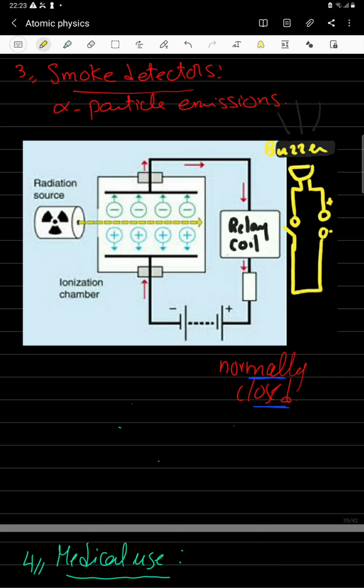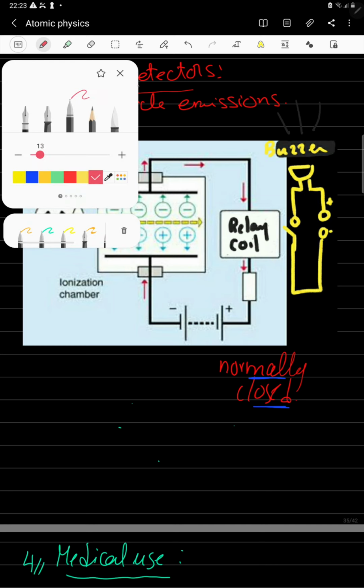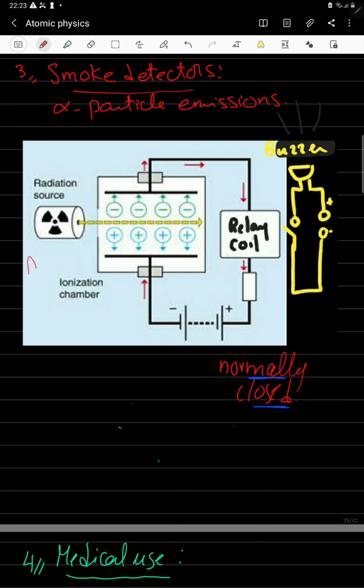Third use is the use of americium, which emits alpha particles in smoke detectors. The americium emits alpha particles. This alpha particle is going to be used in this circuit. The alpha particle will cause ionization of air. Here we have two plates, one of them connected to the negative terminal of a battery and the other one connected to the positive terminal of a battery or power source.